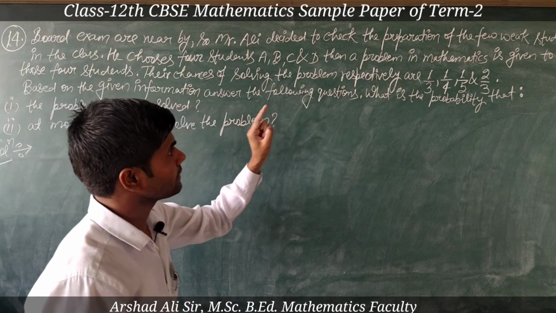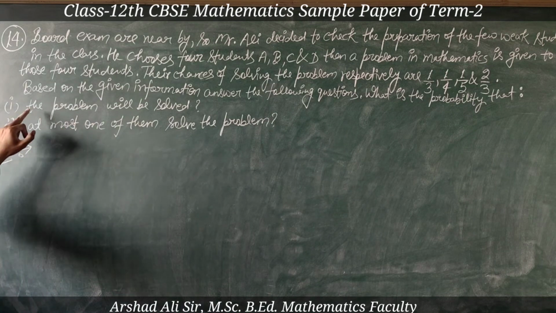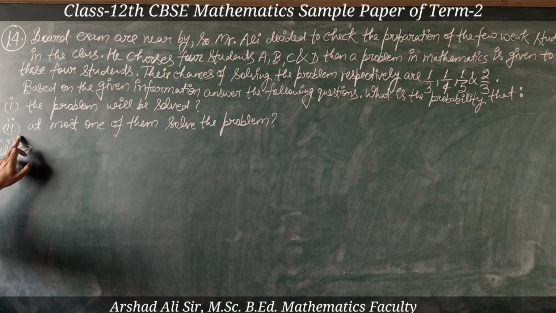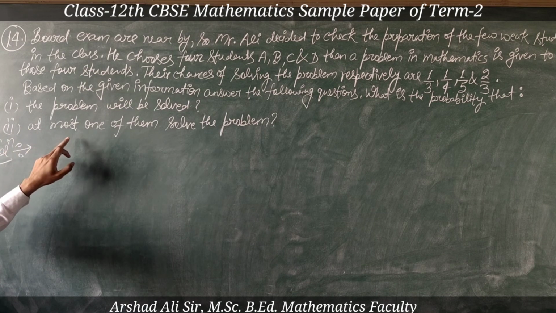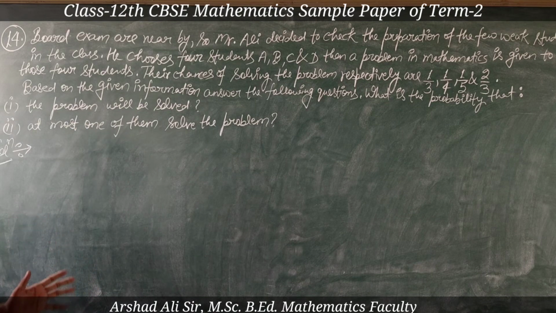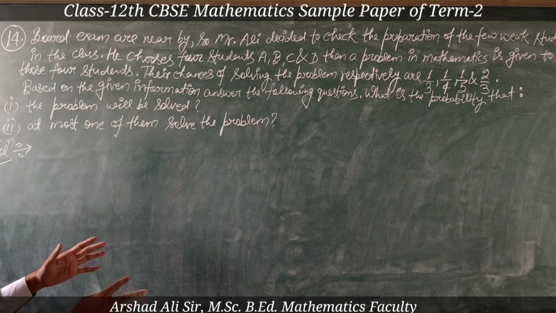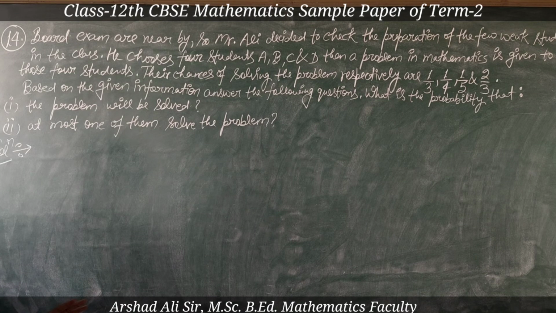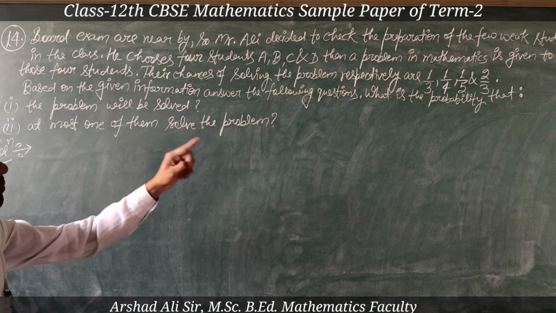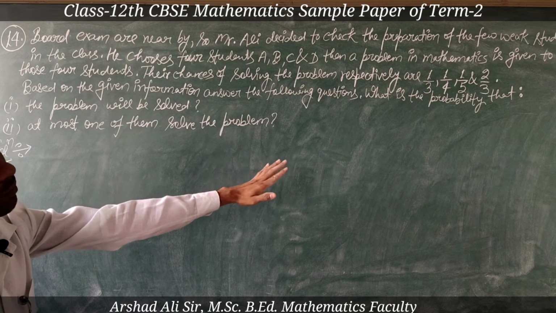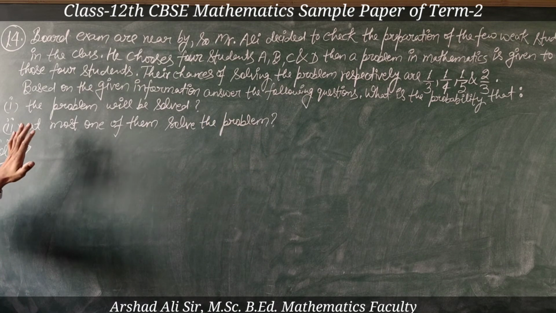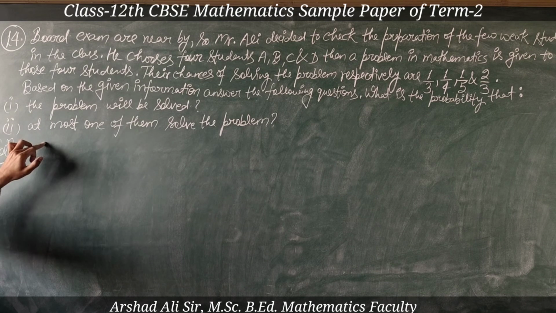What is the probability that in the first part the problem will be solved by anyone, and in the second part at most one of them solves the problem. In a class there are 4 students named A, B, C, D, and the probabilities of their solving the problem are 1 by 3, 1 by 4, 1 by 5 and 2 by 3. So we have to find the probability of these 2 situations.